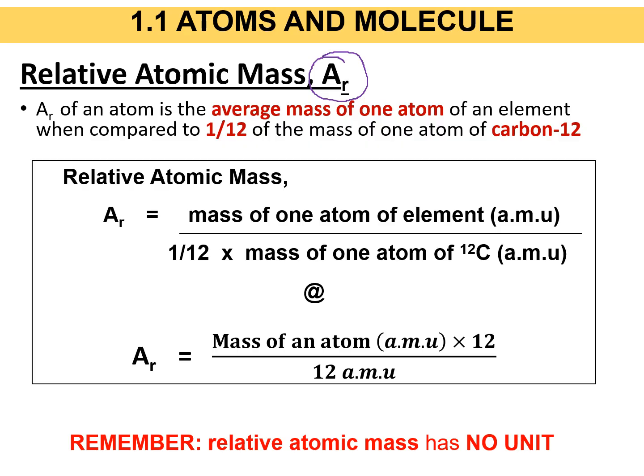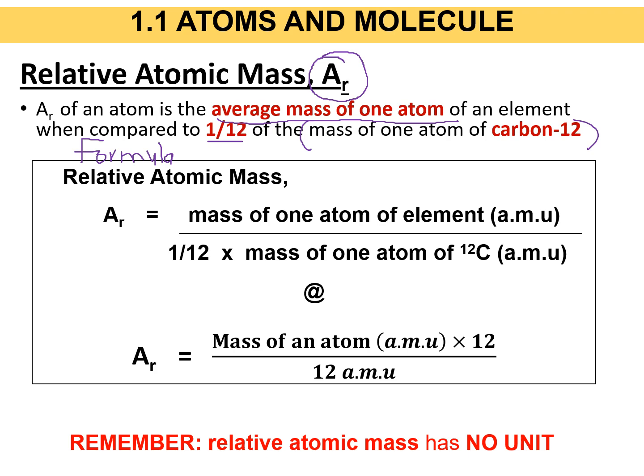So, basically, the relative atomic mass of an atom is the average mass of one atom of an element when compared to 1/12 of the mass of one atom of carbon-12. Okay? So below, this is the formula for relative atomic mass. AR is equal to the mass of one atom of the element.